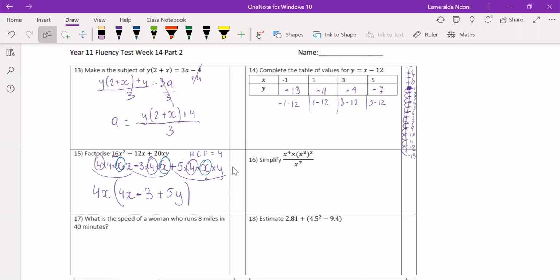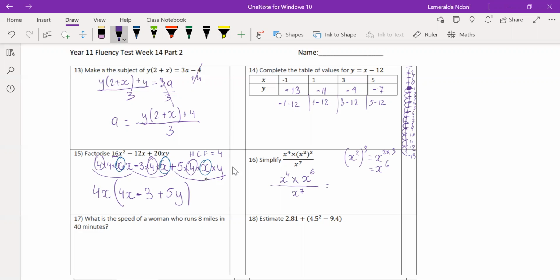Question 16, simplify. So we have index laws. We're going to do it one by one. First of all, we're going to deal with brackets. So when we have powers and brackets, they multiply. We leave the 4 as it is there. So x squared, all in brackets to the power of 3: 2 times 3 will give me a 6. So what I'm trying to say is x squared, all to the power of 3, is the same as x to the power of 2 times 3, which is x to the power of 6. That's where the 6 came from, over 7 to the power of x.